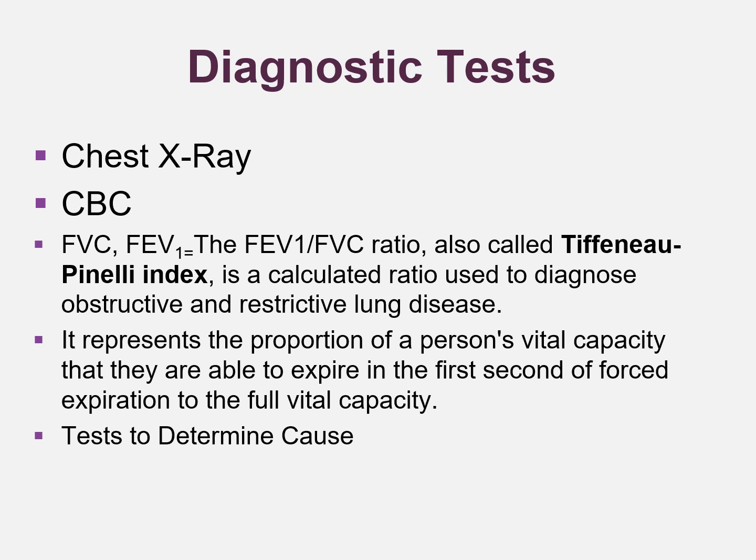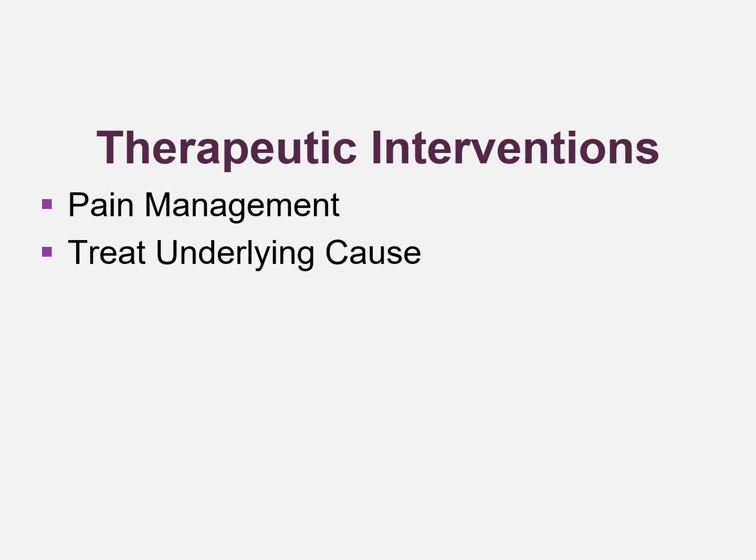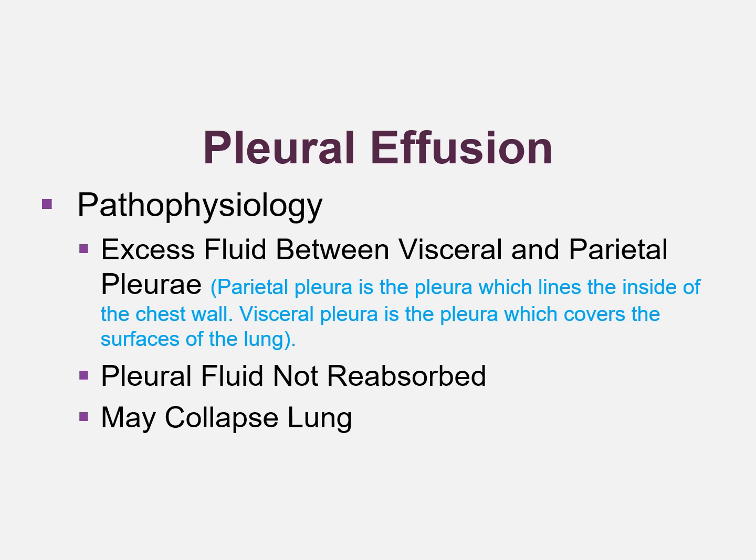And then also we'll do tests to help determine the cause. Therapeutic interventions include pain management and treating the underlying cause. For pleural effusion, now this is excess fluid between the visceral and parietal pleura. So the parietal pleura is the pleura that lines the inside of the chest wall, and the visceral pleura covers the surface of the lung. The pleural fluid is not reabsorbed, and this can cause the lung to collapse.